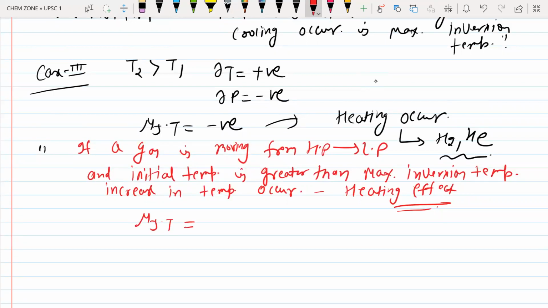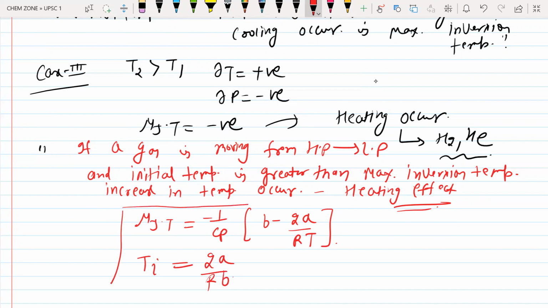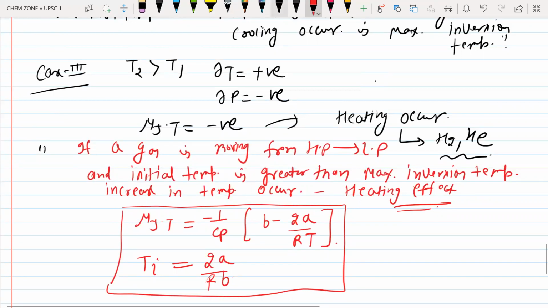There is one more important result which can be obtained by using the van der Waals equation, the value of mu JT and the value of inversion temperature. This can be asked in the upcoming exams. We will discuss the derivation, the proof of these equations in a separate video.